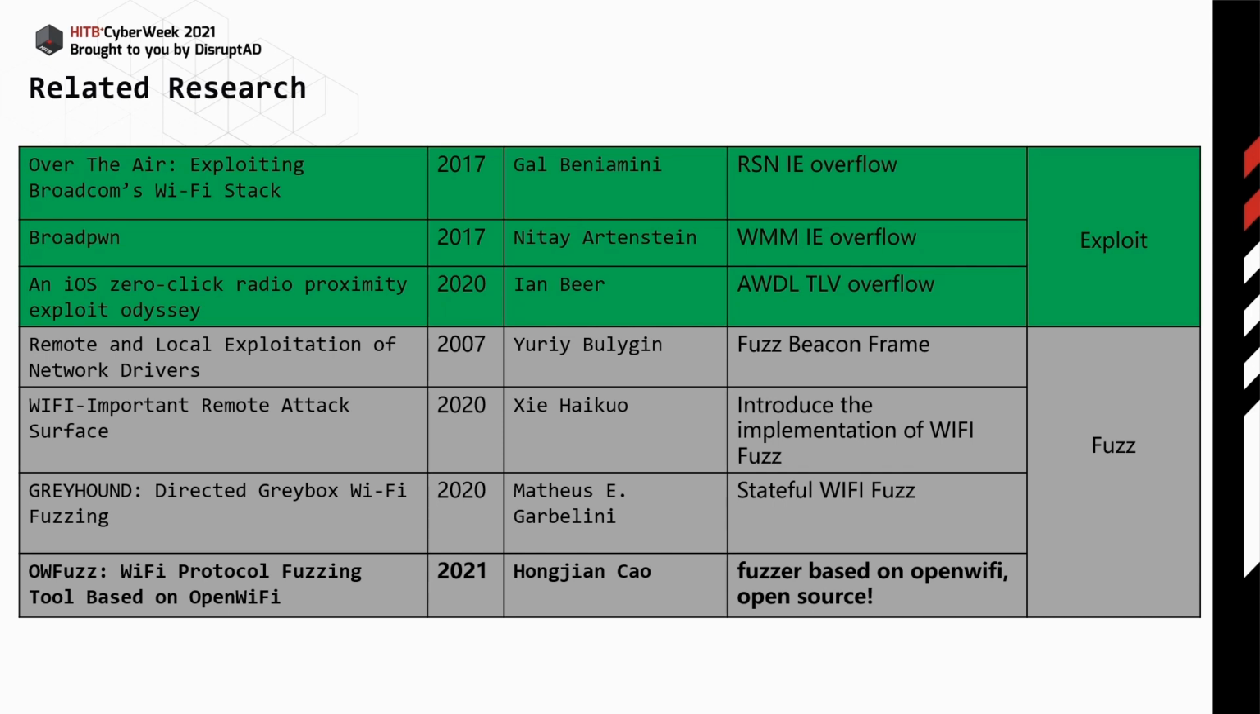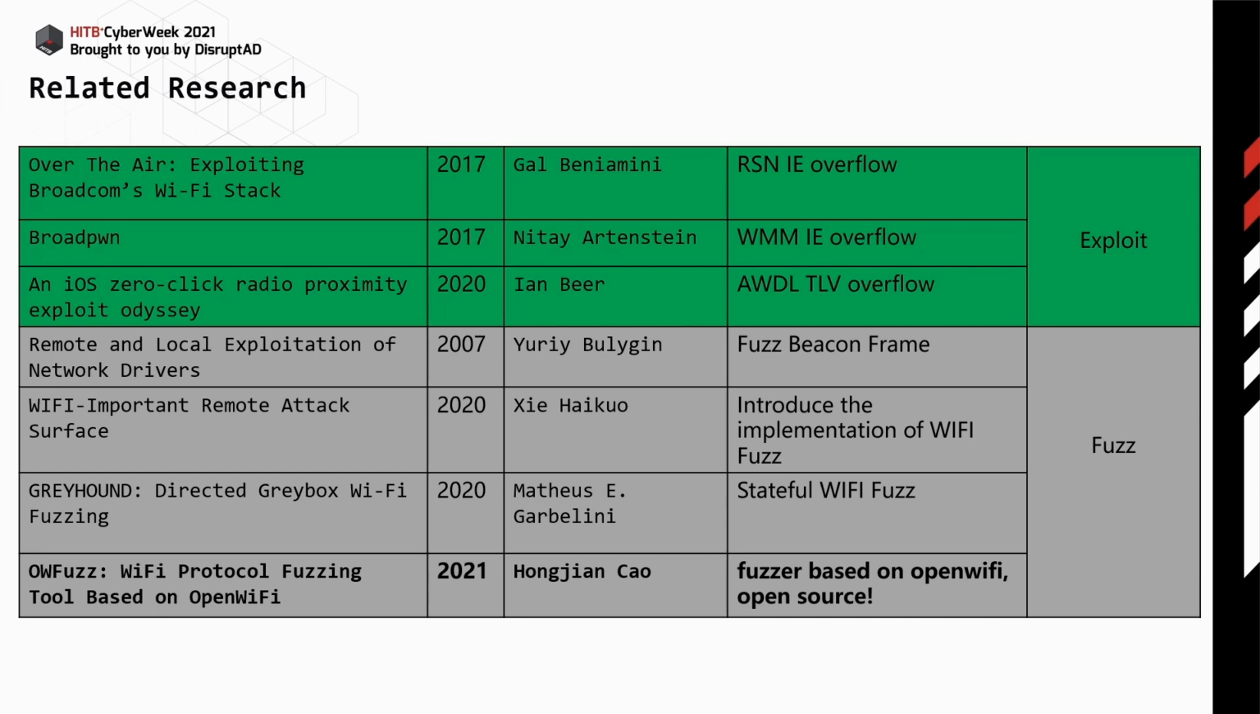The gray box in the table is for typical Wi-Fi fuzzing research. They both have a similar idea, that is, manually model the Wi-Fi protocol stack and then perform targeted fuzzing on the vulnerable area in the Wi-Fi protocol stack, for example, various information elements in the Wi-Fi frame.